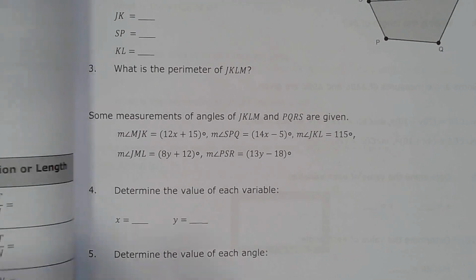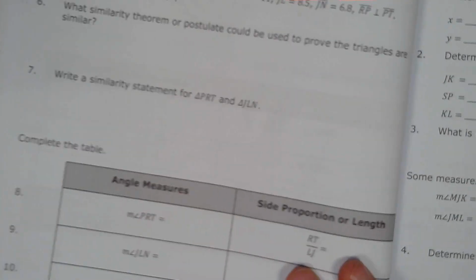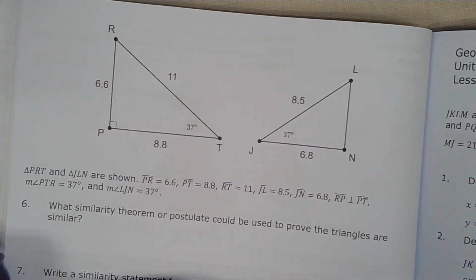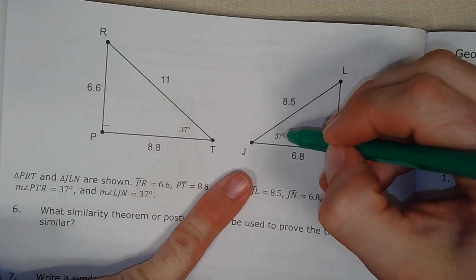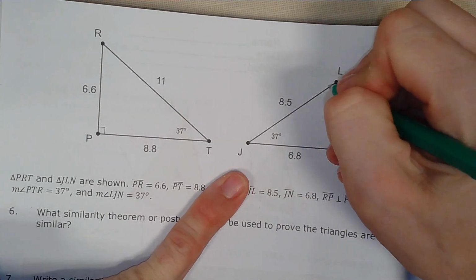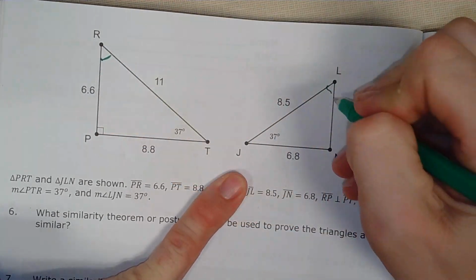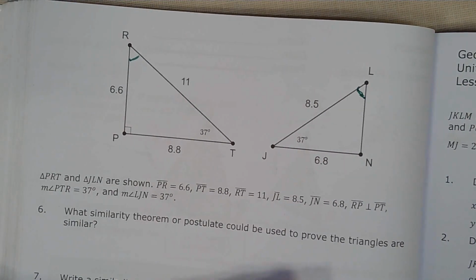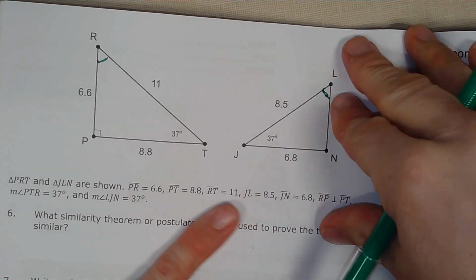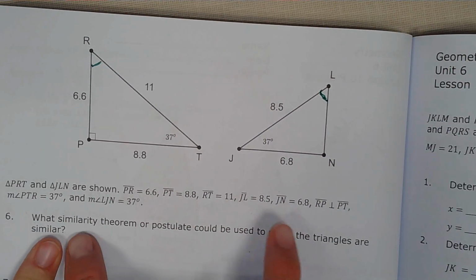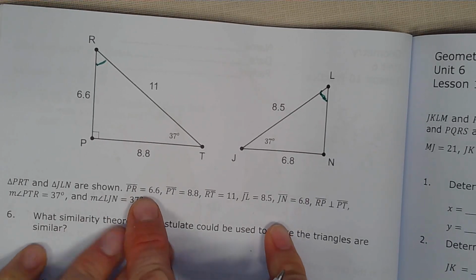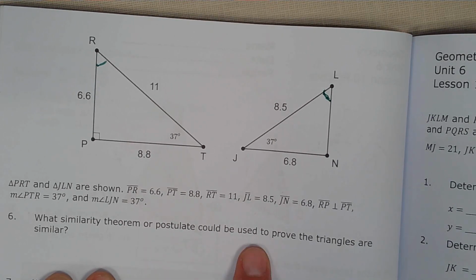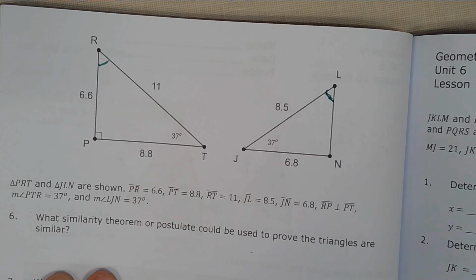Okay, so moving on to this one. Here we go. We have these two triangles here. We have 37 degrees, 90 degrees. That means that these angles are congruent here, because these angles are 90 degrees. So we have that PR. Oh, it looks like everything's already labeled. What similarity could we use to say that these are congruent?